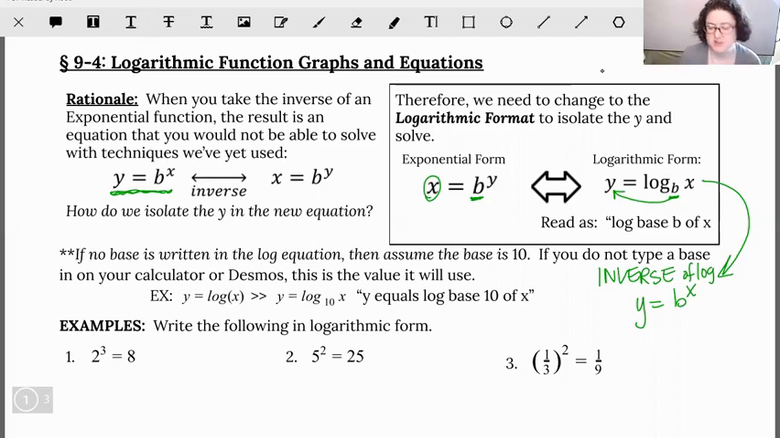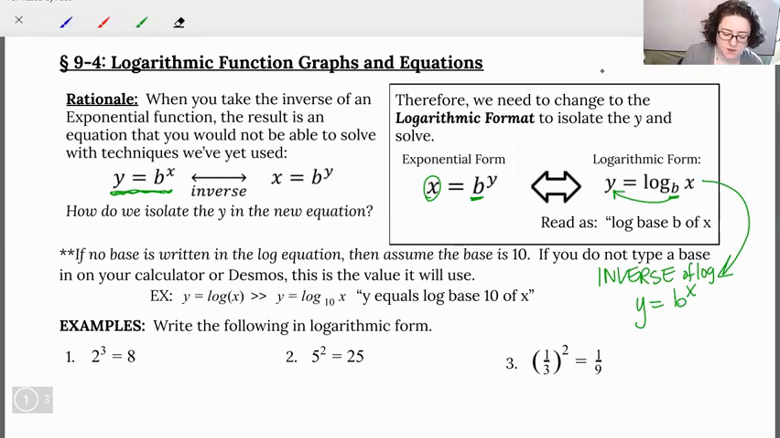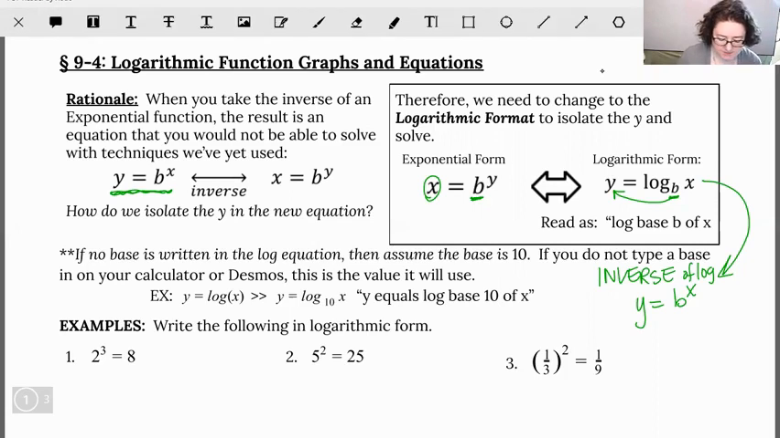So first off, the first set of examples is we're going to rewrite each expression in logarithmic form. Again, I always keep in mind base goes at that little subscript for the log. The exponent that we're given goes on the other side of the equation. So let me go ahead and change my colors. So 2 raised to the 3 equals 8. We know this is a correct statement.